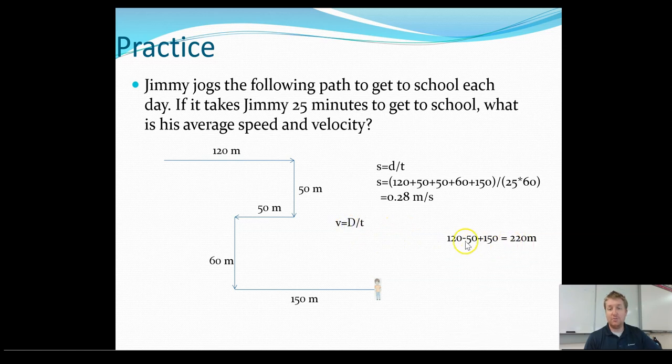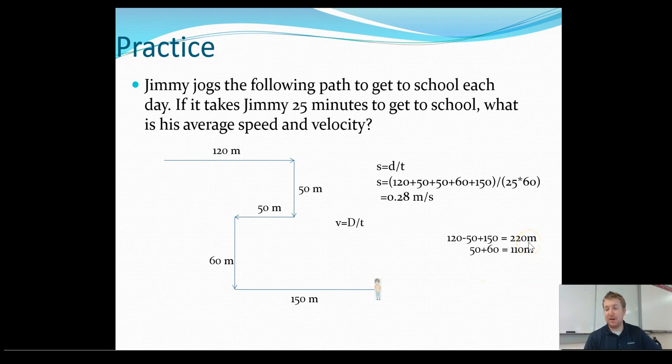So what we've got to remember is that when we have a weird route, we've got to make ourselves a triangle. We're going to add up all the left and right. So in this case, we're going to go 120, minus off 50 right there, and add another 150 to give us 220. Then we add up all of the up and down. In this case, we're just going down for both of them, so it's 50 plus 60, which gives us 110 meters.